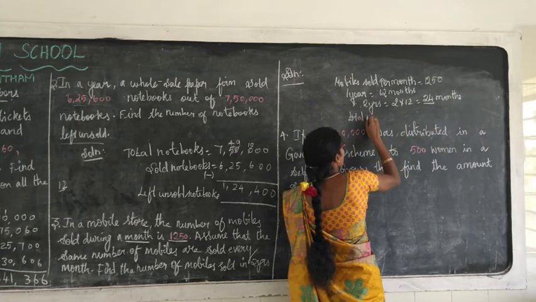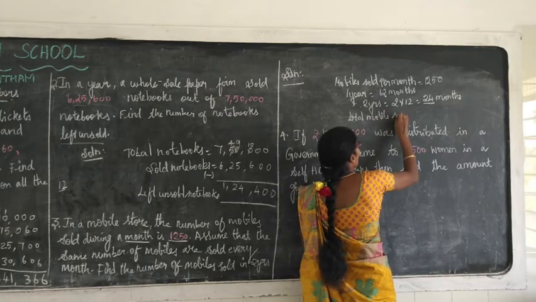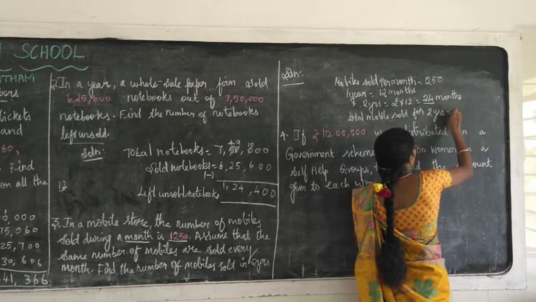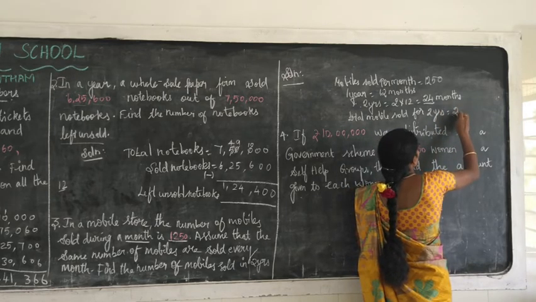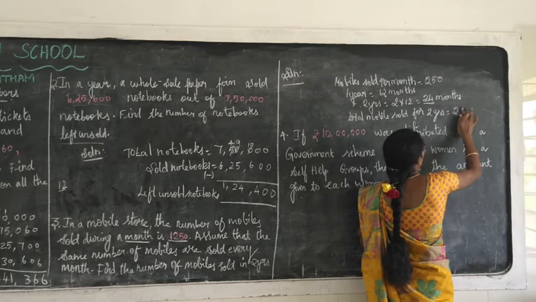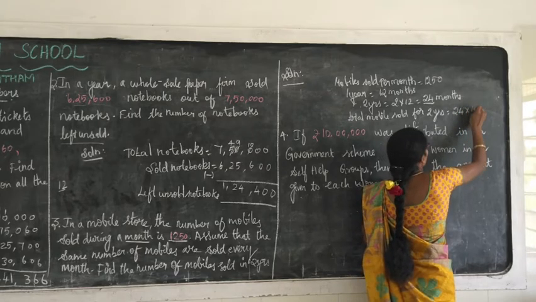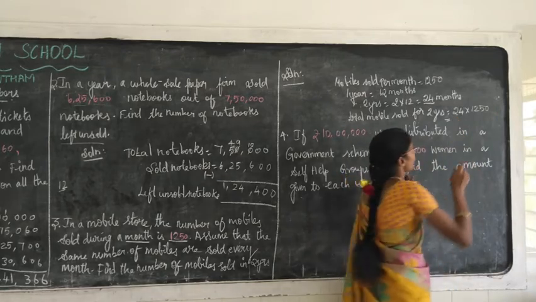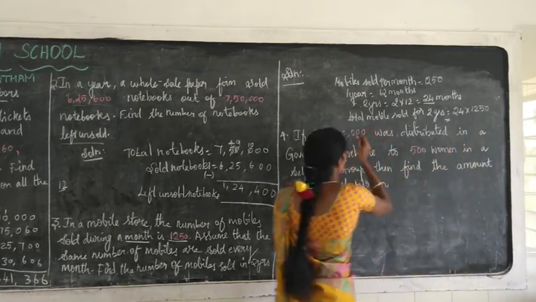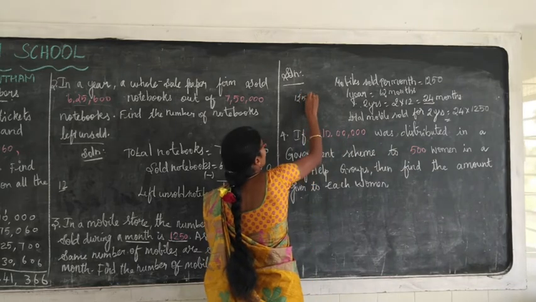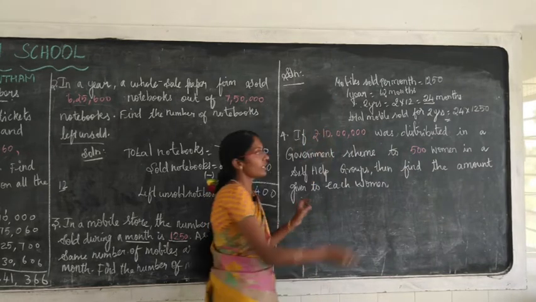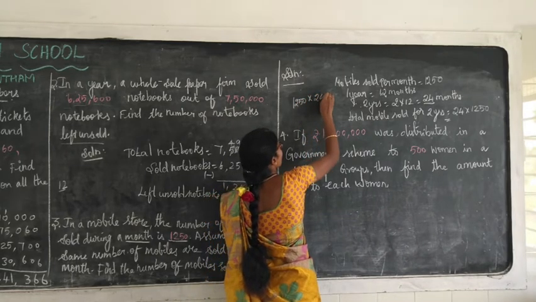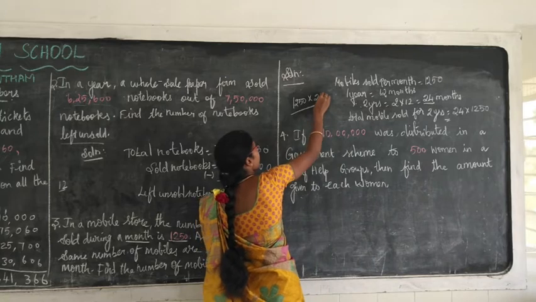Total mobiles sold for 2 years equal to 24 into 1250. So you have to multiply here. How will you multiply? 1250 into 24. How will you multiply?